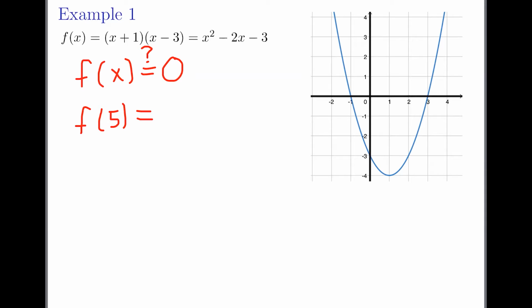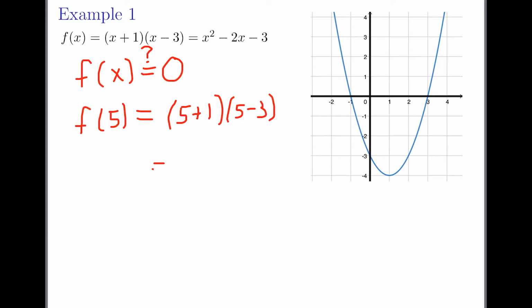Rather than finding an exact value for f(5), let's just write out formally what we get. So (5 + 1) times (5 - 3). And the question is, is this equal to 0? The answer is almost immediate. I know it's not equal to 0.